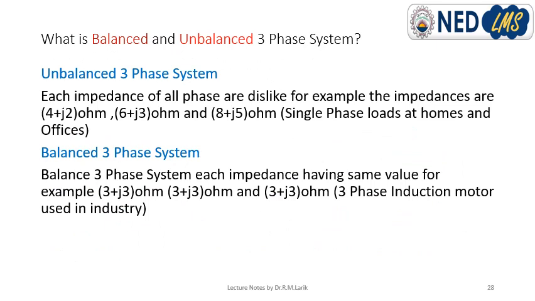As I have talked earlier, that is balanced and unbalanced three-phase system. This is an example you may see. In the unbalanced case, we have impedances that are different, that is 4 plus j2, 6 plus j3. See, the values of impedance are different. I have given the example also.